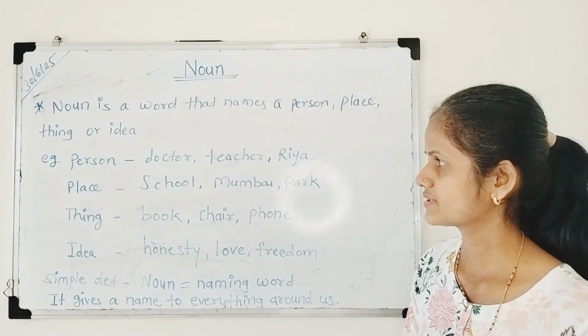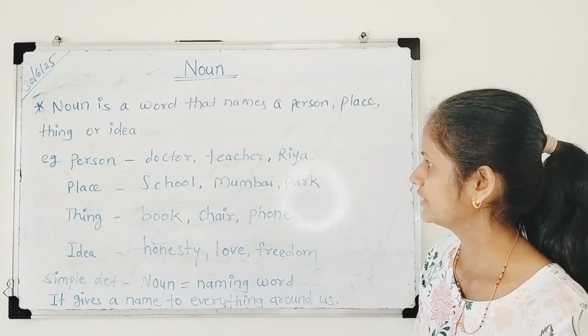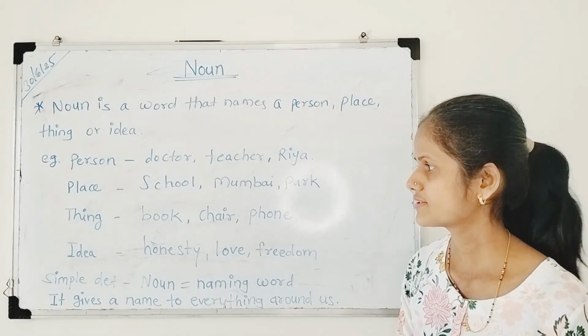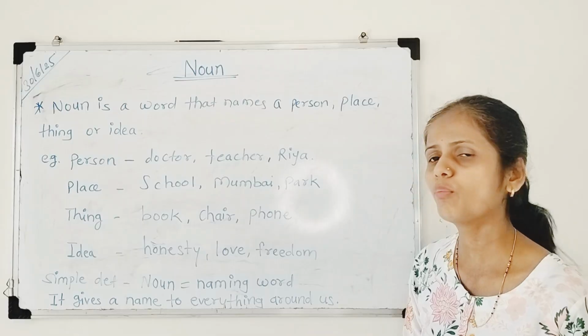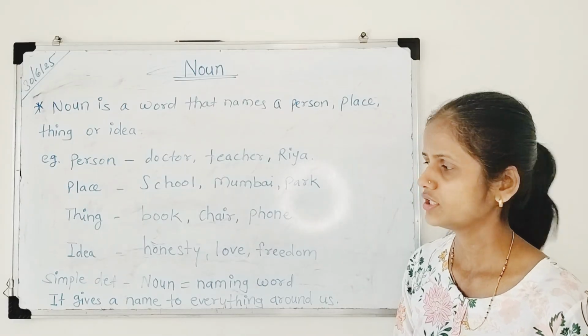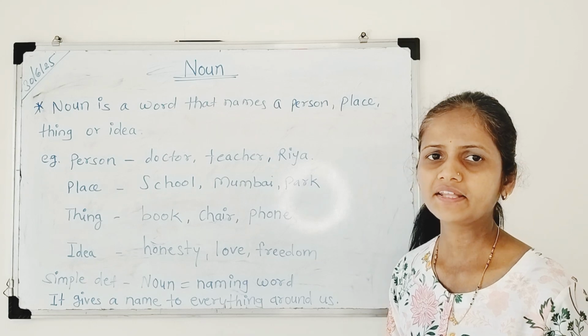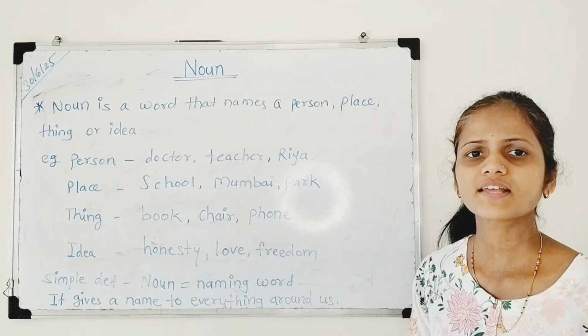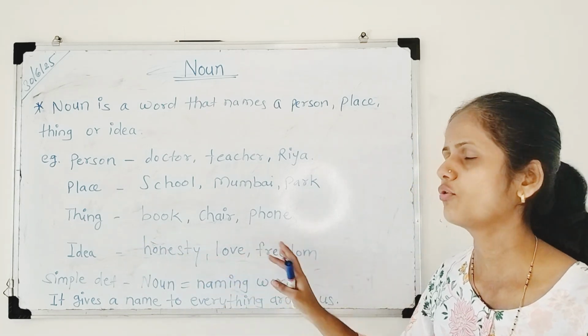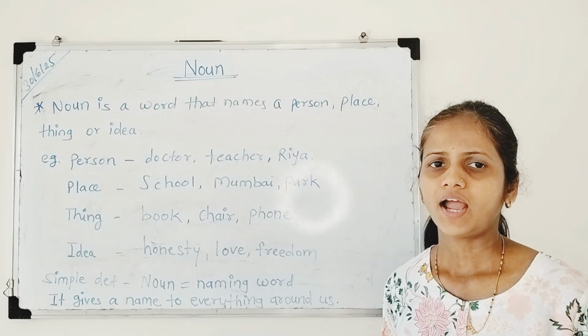For example, person. We can say doctor, teacher, Ria. Then place, for example, school, Mumbai, park. These are the places noun. Then things, book, chair, phone. These are the things nouns. And then last one is idea. For example, honesty, love, freedom. These are the idea nouns.